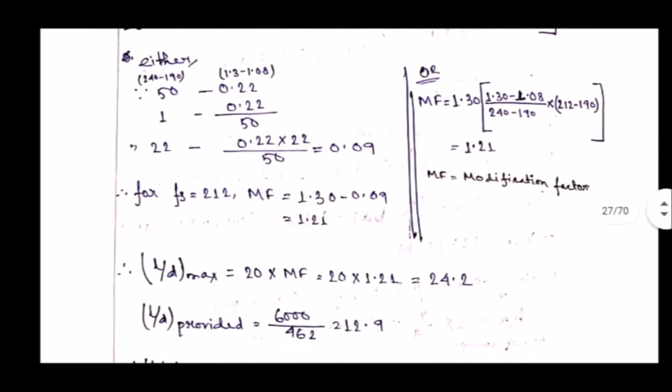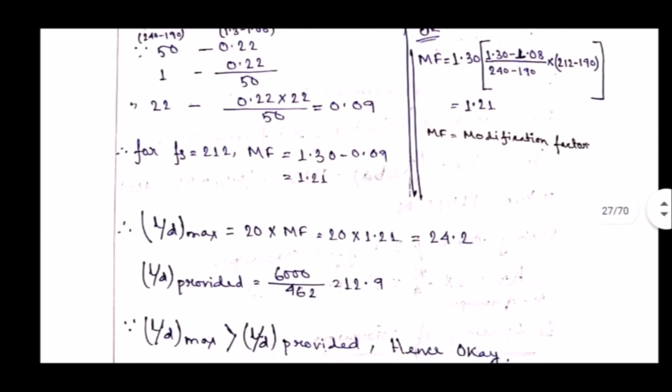So now to find L by D max, span to effective depth ratio maximum, for a simply supported beam, we have already seen in the IS code, that is 20, and we have to multiply with the modification factor. Modification factor is 1.21, we have already found. So L by D max is equal to 24.2. Now let's check the span to depth ratio provided, L by D provided.